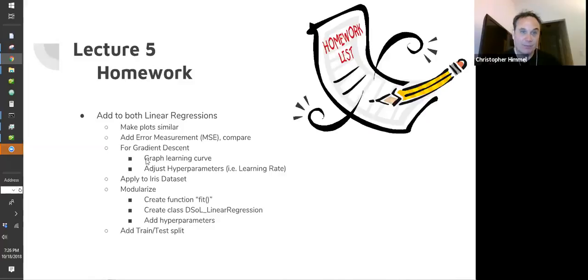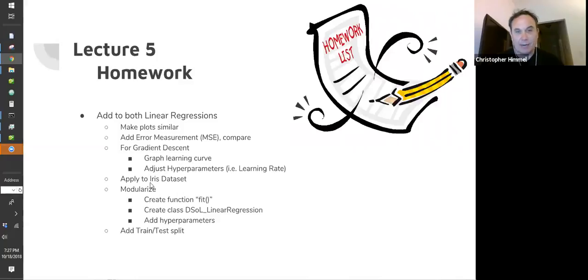Okay, then for just the gradient descent, I want everybody to graph the learning curve. That's really easy. We did that last week with the iris neural network, the graph of the learning curve. And also I want to see what the learning curve looks like with different hyperparameters. Are we getting better or worse accuracy with different learning rates? Because that's the only hyperparameter of this basic linear regression that we did. There are other tricks we can add to linear regression that we will. But right off the bat, learning rate was the only one that we talked about.